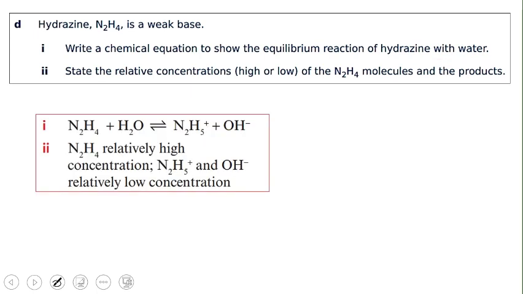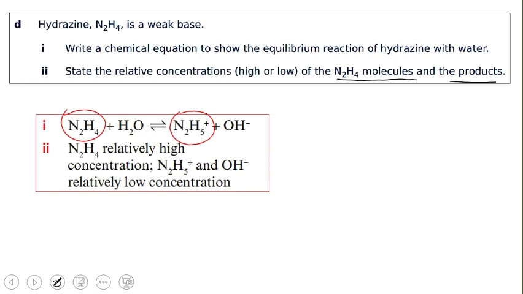Here is the equation. State the relative concentration, high or low, for the N2H4 molecule and for the product that we have written. As we already said, when we have a reversible reaction, it can go back as well. So now we have to compare the concentration of N2H4 and the product N2H5 positive. We have to tell which concentration will be present more at equilibrium, or overall in the reaction, N2H4 or the product N2H5 positive.